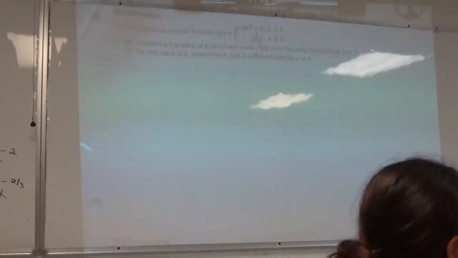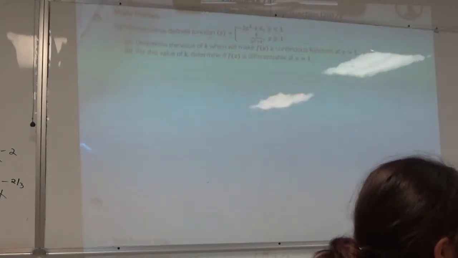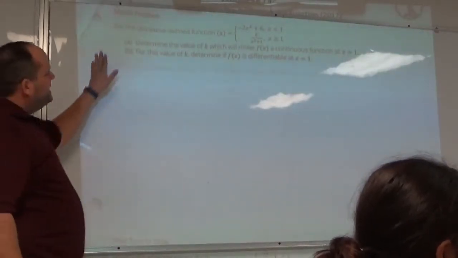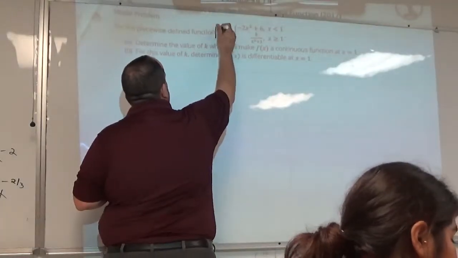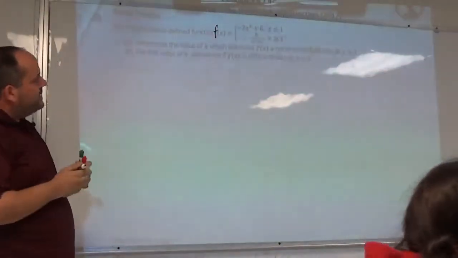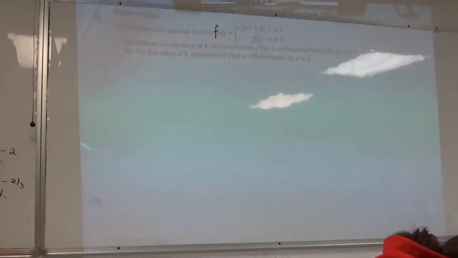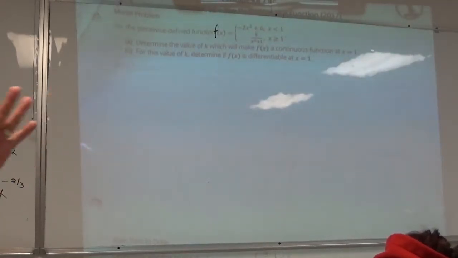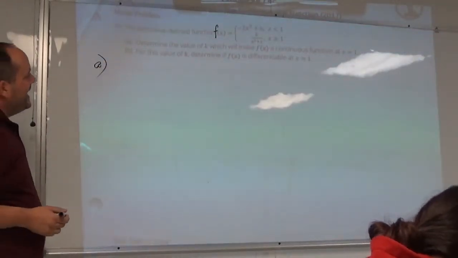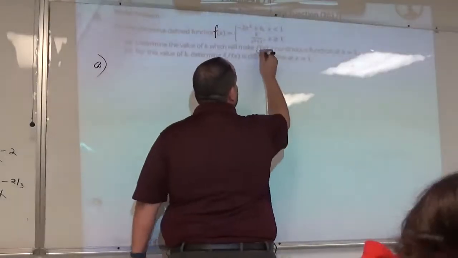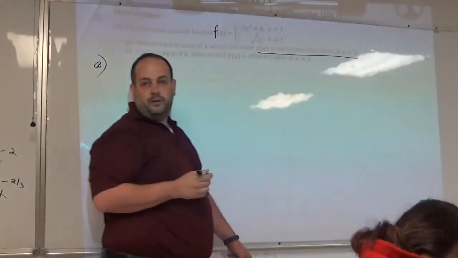So here's what the problem's going to look like. I've got this piecewise function. That's supposed to be f of x. f of x is negative 2x squared plus 6 for x less than 1, and k over x squared plus 1 if x is greater than or equal to 1. There is no graph here. I don't expect you guys know what the graph looks like. But let's look at part A. Determine the value of k that will make f of x continuous at x equals 1.